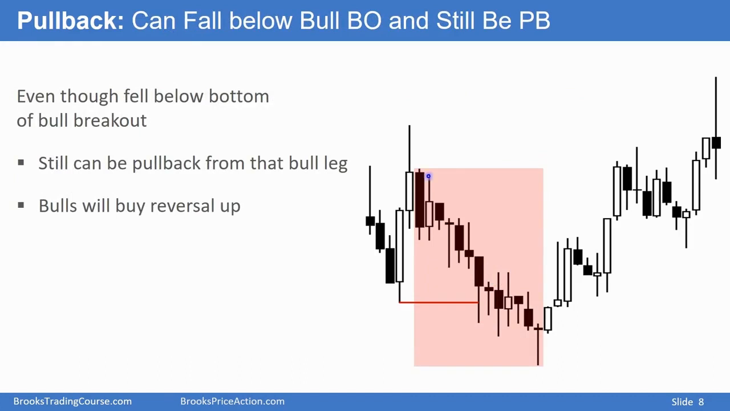Talked about this a minute ago. Even though this bear channel fell below the bottom of this bull breakout, I still think of this as a pullback from this breakout. And I'm going to look to buy a reversal up. I might not buy above the doji bar, but I might buy above this bull bar or wait for that bull bar to close or buy below this bar. A lot of bulls would buy above this wedge, nested wedge, 1, 2, 3, small wedge inside of what appears to be a bigger wedge, 1, 2, and then 3.